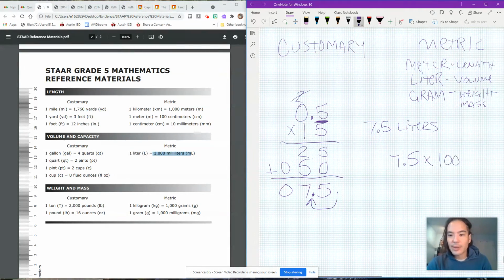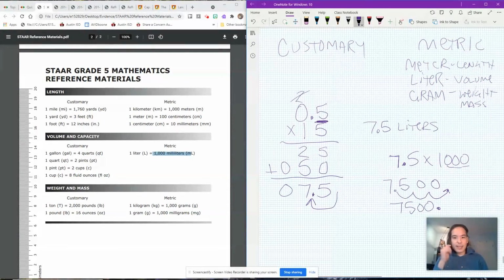So let's check out the zeros trick. The zeros trick can kind of help us on this one. Remember that if we're multiplying times 1,000, cover up the zeros. 7 and 5/10 times 1 is 7 and 5/10. And then there were 3 zeros. So we're going to move the decimal 3 places.